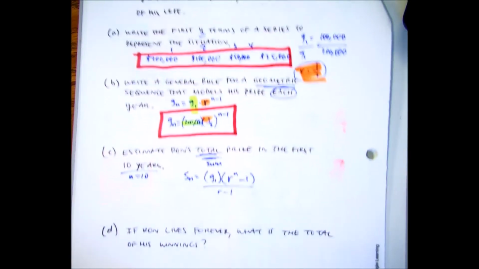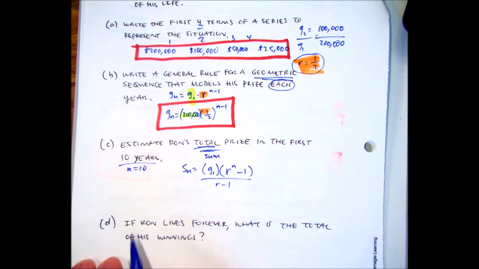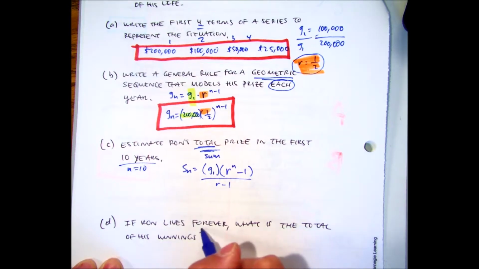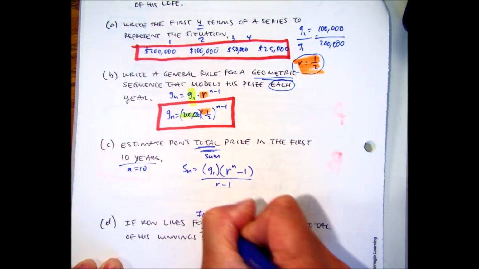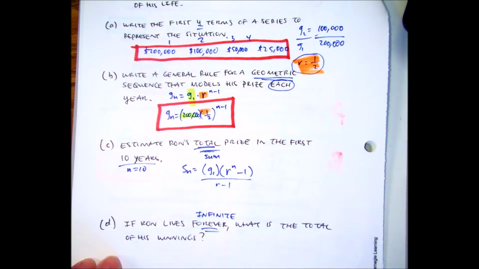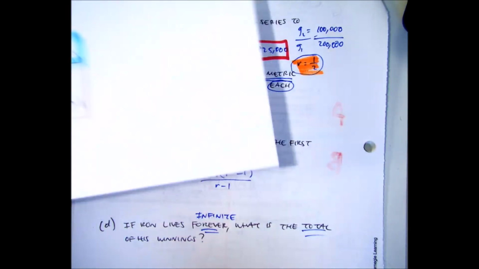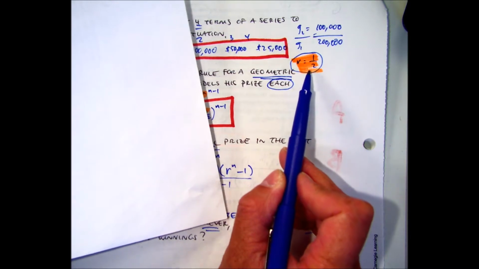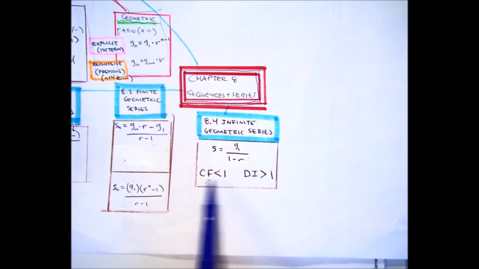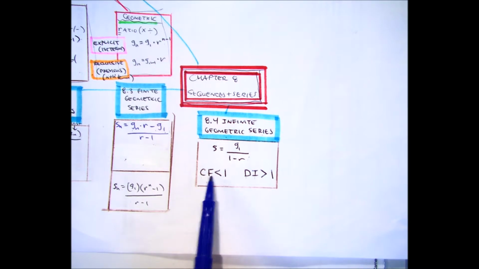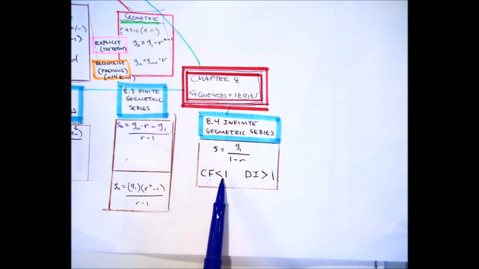Let's just get you a formula for D. If Ron lives forever, class, what does forever mean? Infinite. So I'm looking for a geometric infinite, sum of a geometric infinite. And I know it's a series because it tells me total. Well, our ratio is it less than 1 or greater than 1? Less than 1, so I have a convergent finite. Convergent finite because my ratio is less than 1. So you should be using this formula. Okay.